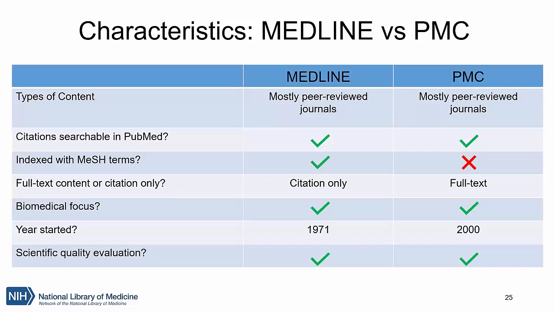Both databases are part of the NLM collection, and for that reason, journals in both must meet the requirements of the NLM collection that we covered in previous slides, and that includes having a biomedical focus. As you just saw on the timelines, Medline is a much older database, and for this reason, it makes up the majority of content in PubMed. And finally, both databases have rigorous scientific evaluation processes. In the next part of this presentation, I'll explain these two journal selection processes, highlighting where they overlap and where they diverge.